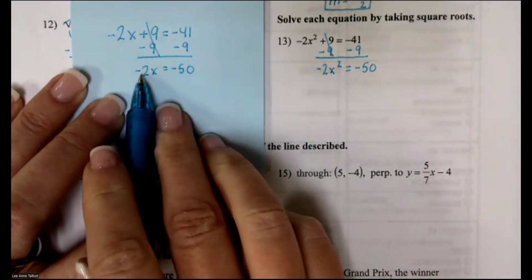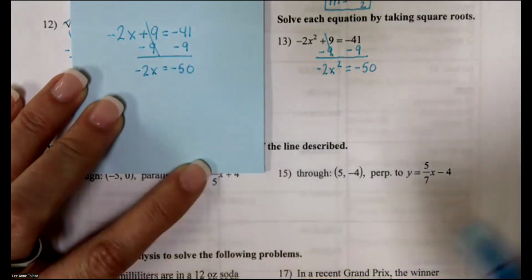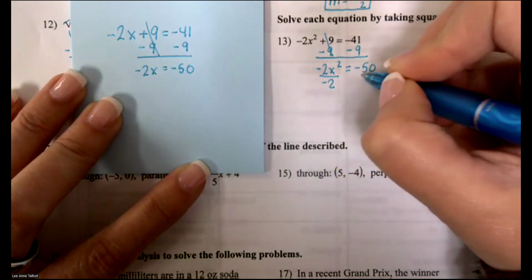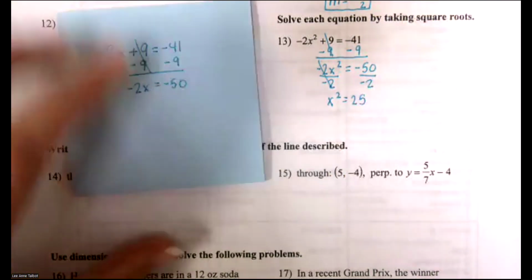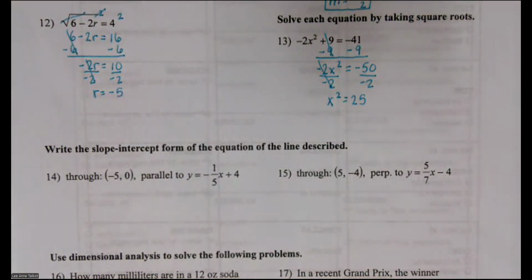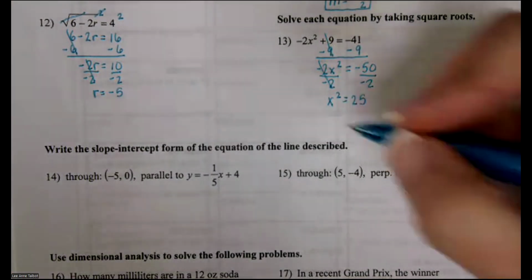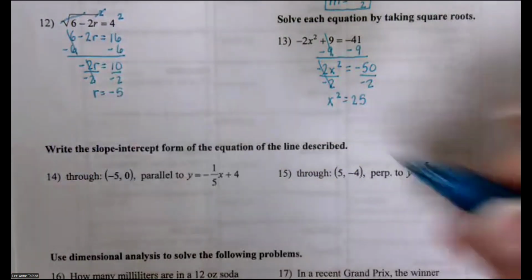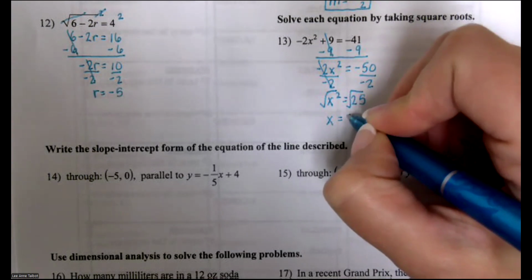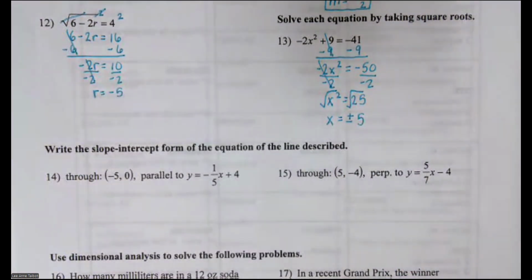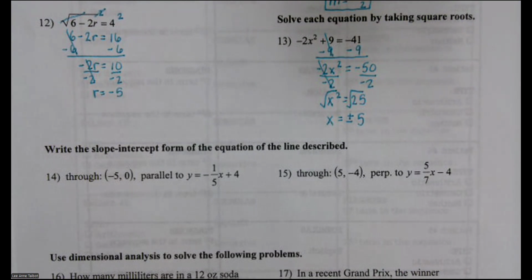Okay, now the post-it note problem. What would you do next? Okay, now you see it's come out nice. How do I undo a squared? The opposite of this is square root. However, you have to remember that when you square root an equation, the answers are plus and minus. There's two answers, plus and minus.